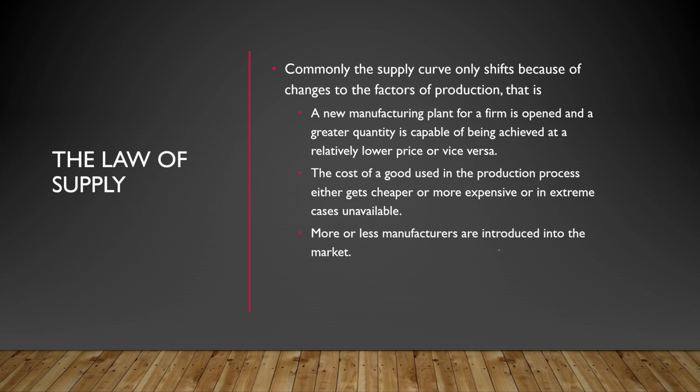Similar to the demand curve, the supply curve is also subject to shifts, but for different reasons. The supply curve typically shifts due to changes in factors of production. So a few examples can be a new manufacturing plant for a firm is opened and a greater quantity is capable of being achieved at a relatively lower price, or vice versa, which is typically referred to as economies of scale. The cost of a good in the production process either gets cheaper or more expensive, in extreme circumstances unavailable, or there are more or less manufacturers introduced into a market.